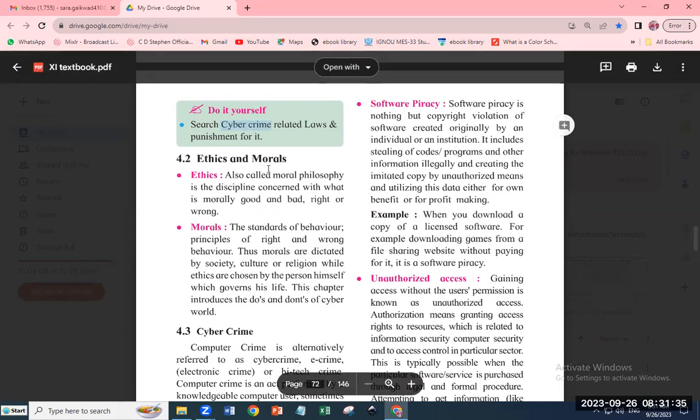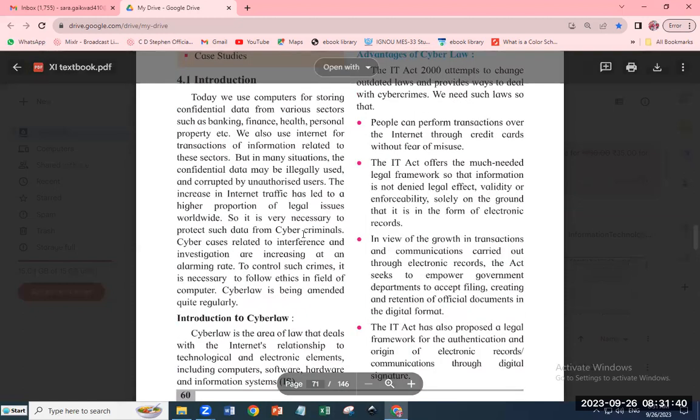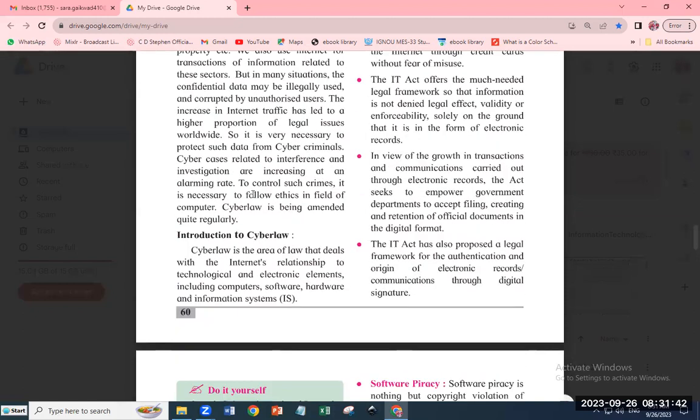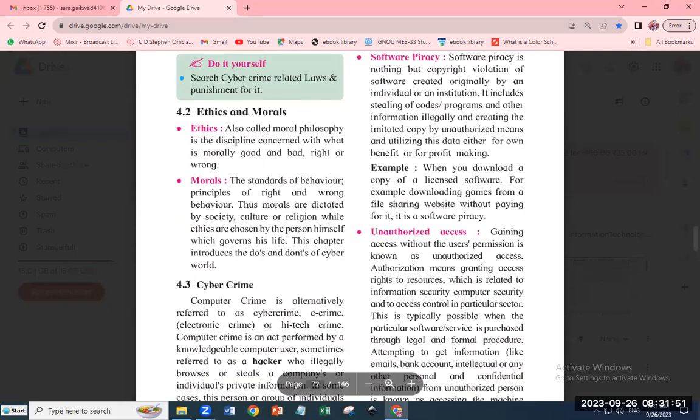Then, what is ethics and what is morals? We had seen one point here that to control such crimes, it is necessary to follow ethics in the field of computers. So what is ethics here? Ethics and morals, these two definitions are very important. They can come for the exam. Ethics, also called moral philosophy, is the discipline concerned with what is morally good and bad, right or wrong.